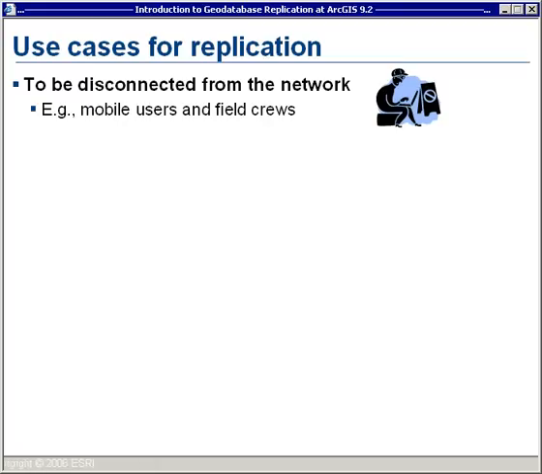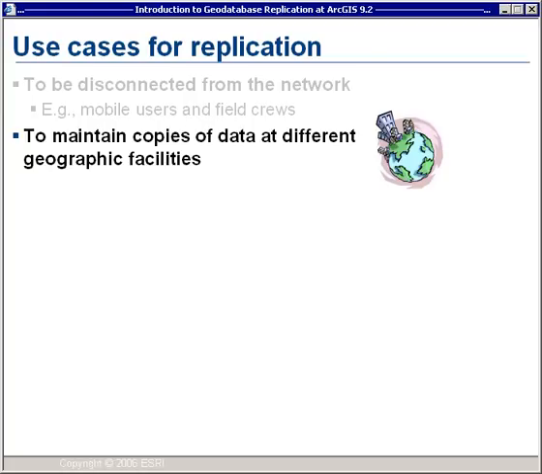Now let's consider some use cases for replication. You may have users that need to be disconnected from the network. So for example, you might have mobile users and field crews that need to be editing data while on site. They'll want to come back into the central database at the end of the day and synchronize their changes. Another use case may be when there's a need to maintain copies of data at different geographic facilities. In this case, you can make copies of your corporate data using replication and distribute your data to your regional offices.